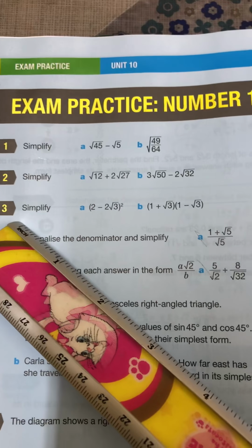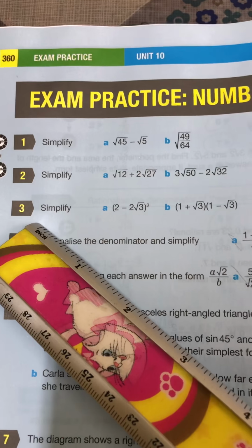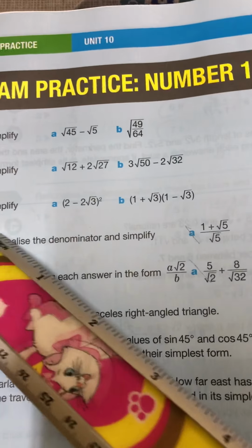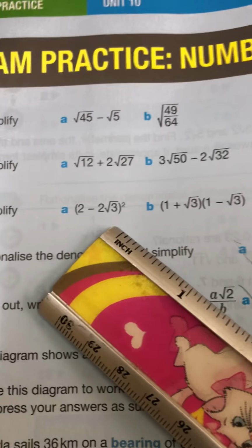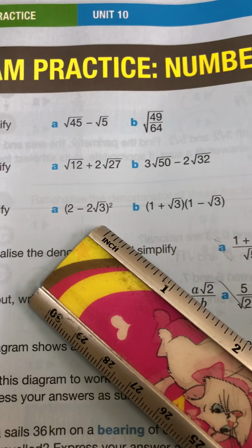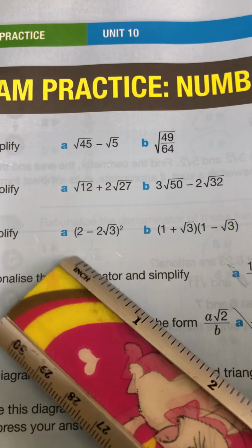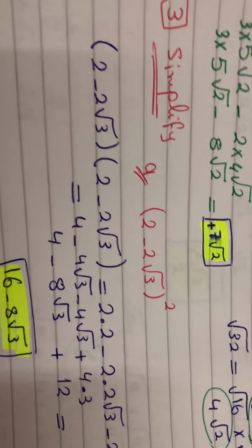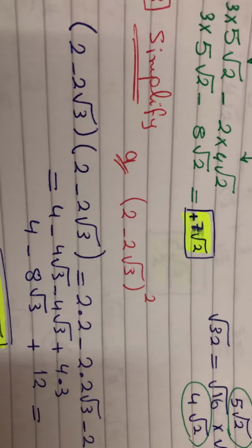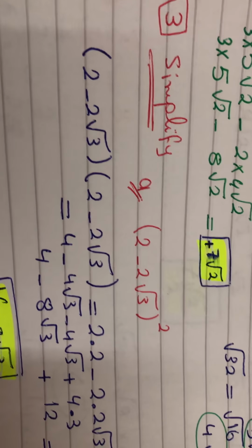Question number 3, he said also simplify. But here I have brackets raised to the second power. Brackets raised to the second power, that's to say this brackets multiplied by itself. I have 2 minus 2 square root of 3. I'll repeat this brackets 2 times.